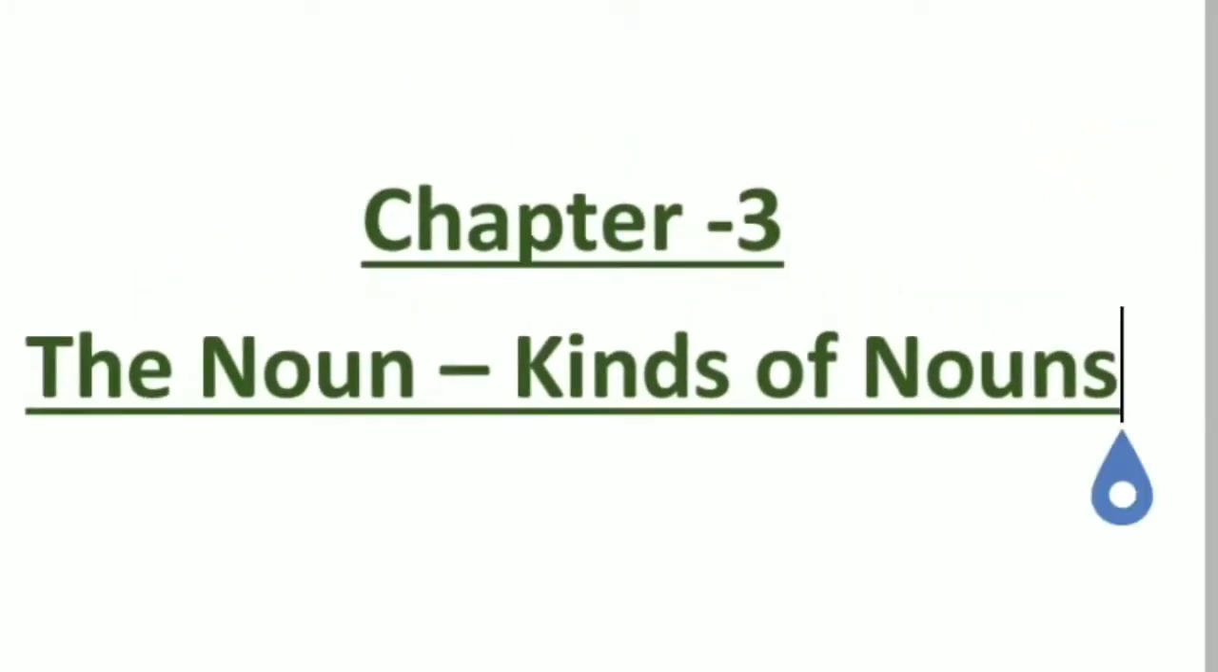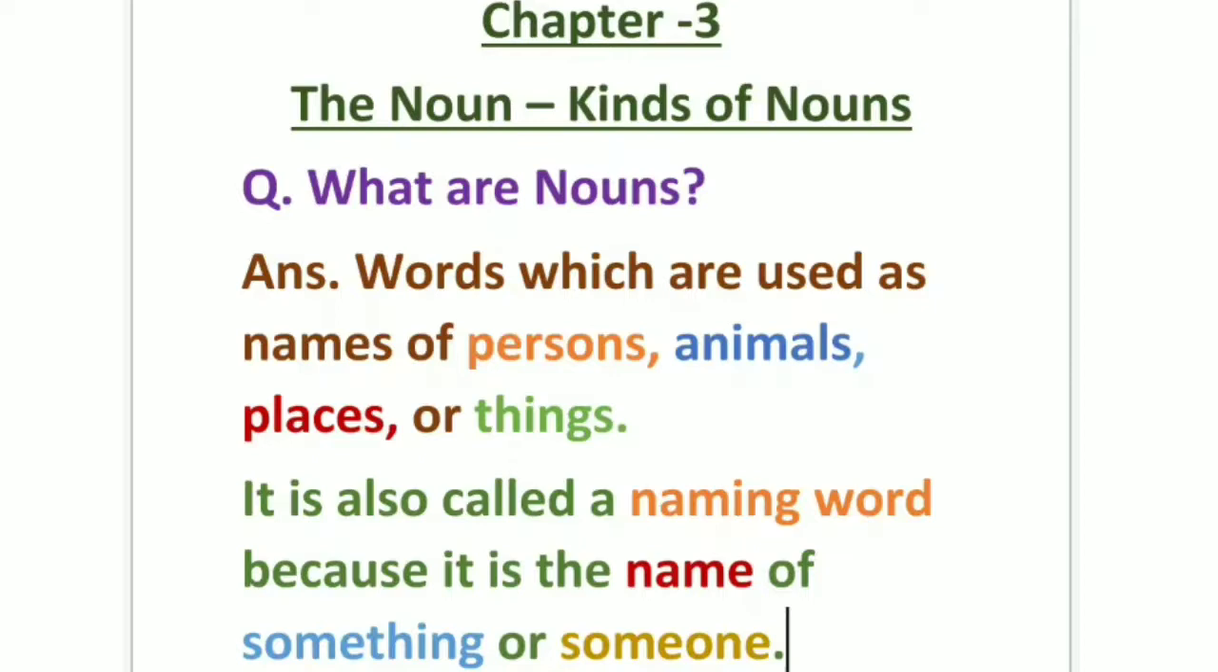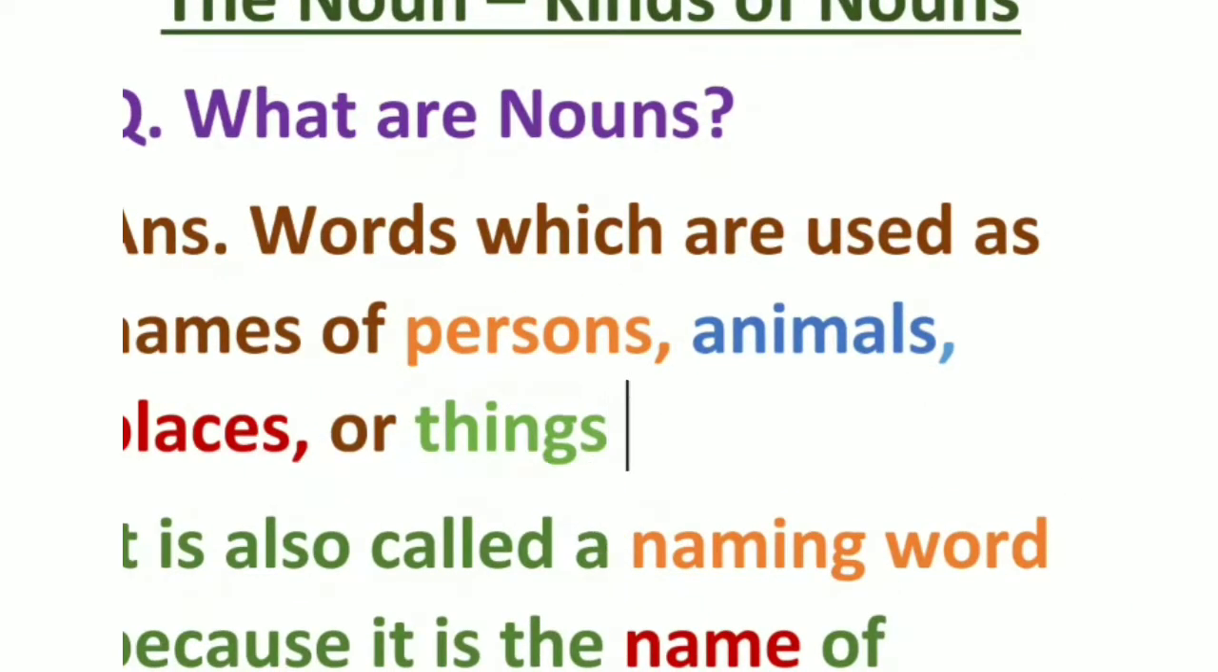Today we are going to talk about nouns and kinds of nouns. Before that we need to know what a noun is. What are nouns? Words which are used as names of persons, animals, places or things are called nouns. Is it clear to you?